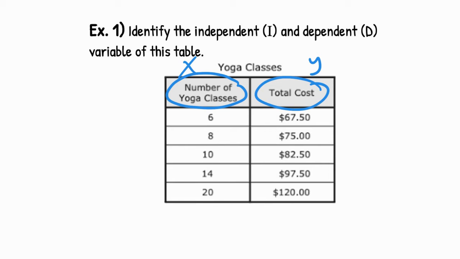So the number of classes will determine the cost, meaning the number of classes will be the independent, the total cost will be the dependent.